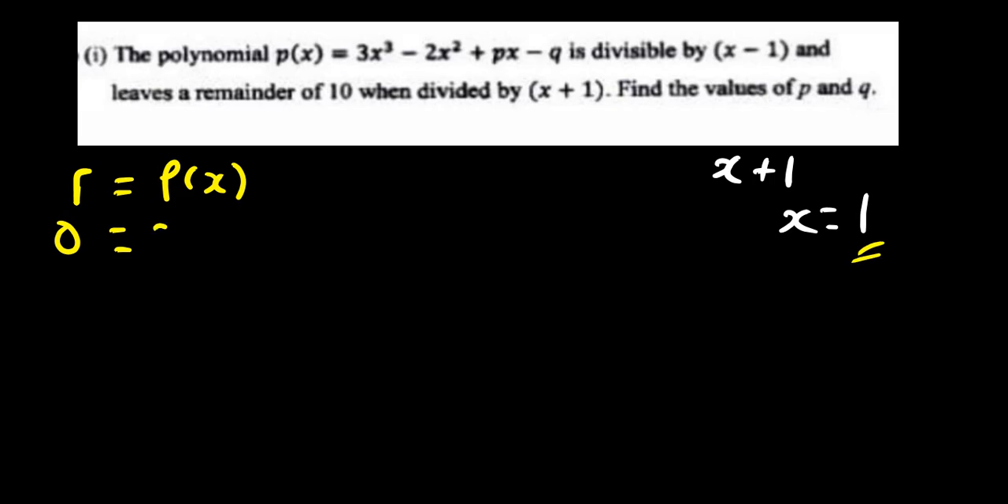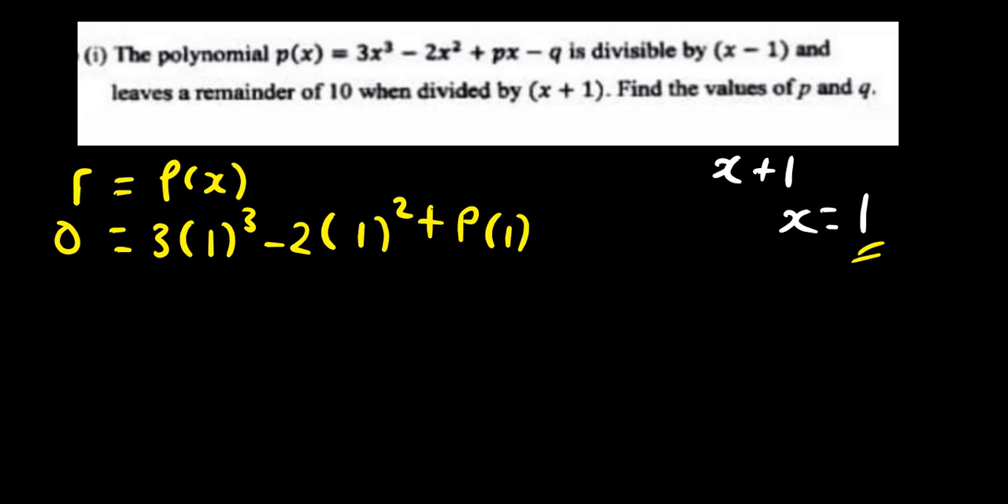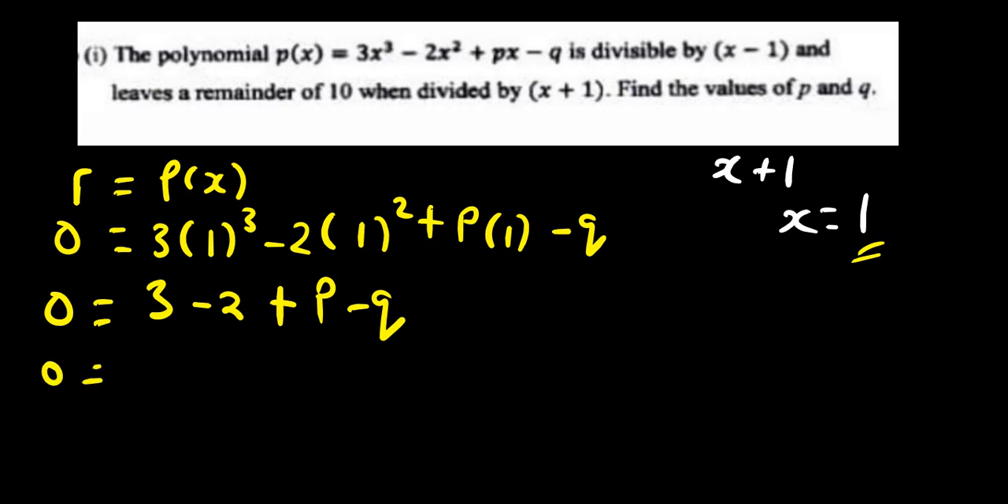So we have 1 to the power 3, minus 2 times 1 squared, plus p, minus q. So what are we going to have? We have 0 equals 3 multiplied by 1 to the power 3, that is just a 3. 2 multiplied by 1 squared is just a negative 2, plus p by 1, that is just p, minus q. Okay, what can we have? So 0 equals 3 minus 2, that is just 1.